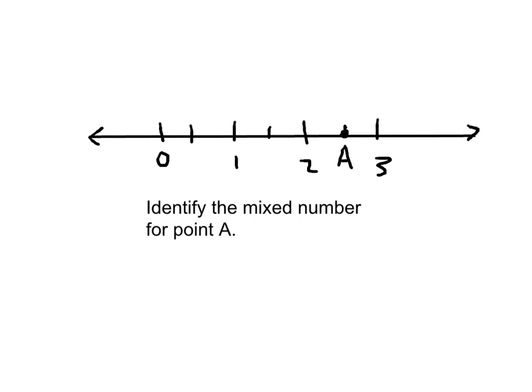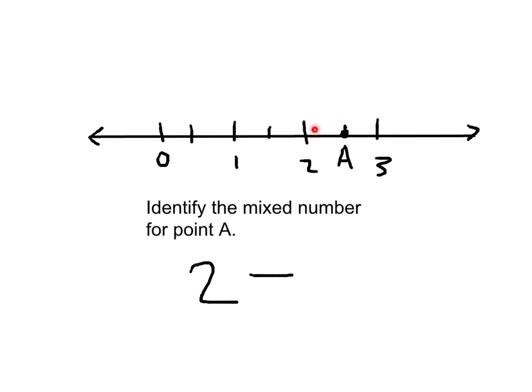Here's another type of question that you might face. Here it says identify the mixed number for point A. Looking at the number line, I see the whole numbers 0, 1, and 2, and it does look like point A is in between 2 and 3. So for the mixed number, I'll go ahead and write in 2 there. It's 2 and then a fraction.